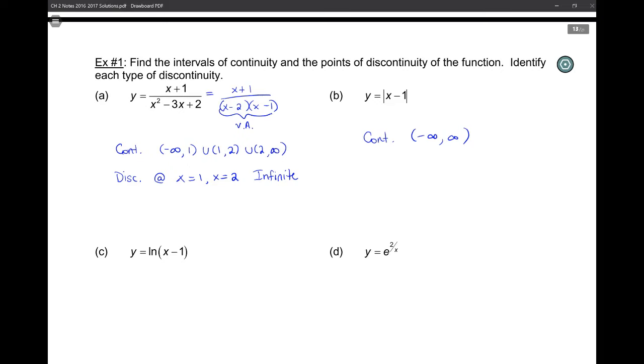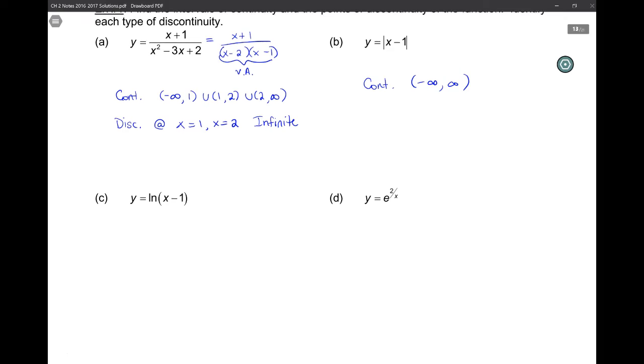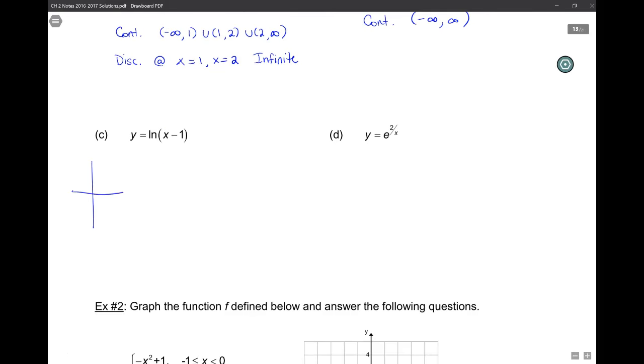All right, how about the next one? Notice, ln of x minus 1. Don't waste your time putting these in the calculator. We're learning how to do it without a calculator.